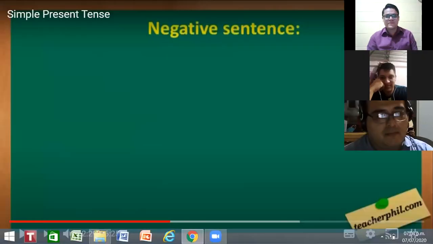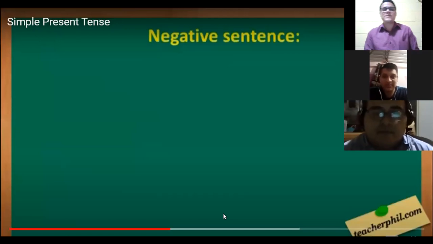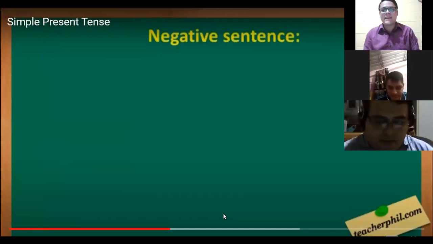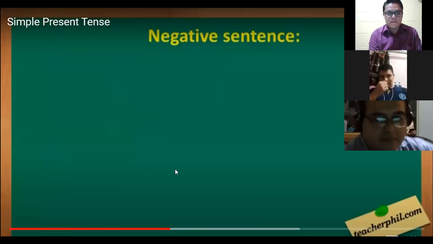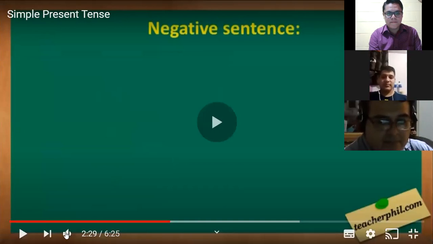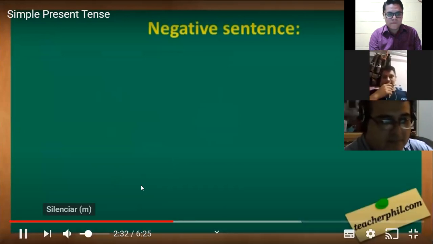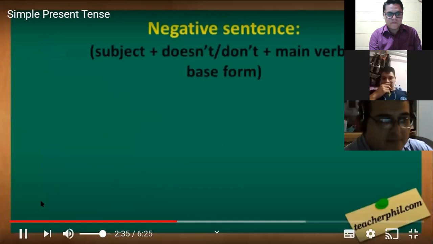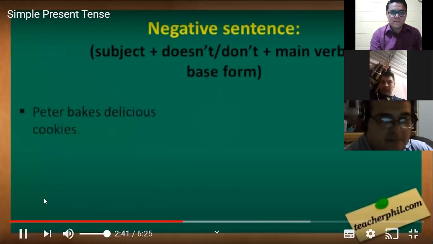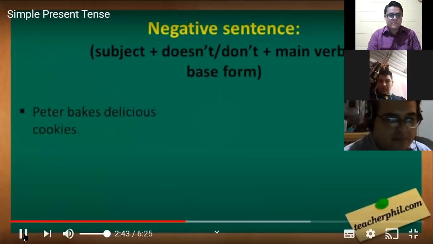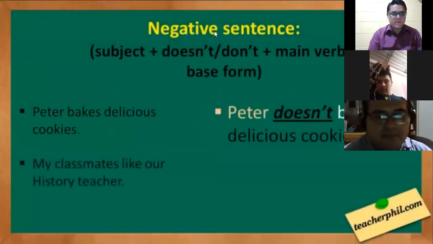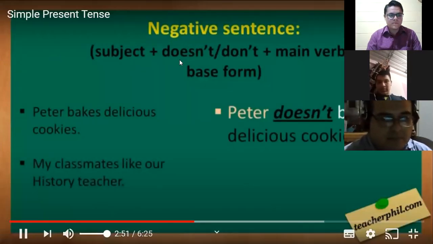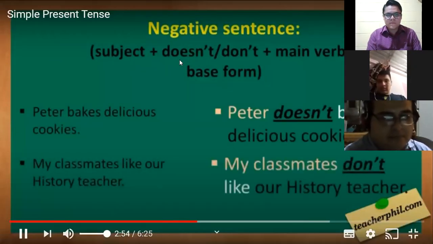Oh, wait. All right, so let's continue with the second part of the video, negative sentences. For the negative sentence, the pattern is subject plus doesn't or don't plus main verb in base form. Examples: Peter bakes delicious cookies. Peter doesn't bake delicious cookies. My classmates like our history teacher. My classmates don't like our history teacher.